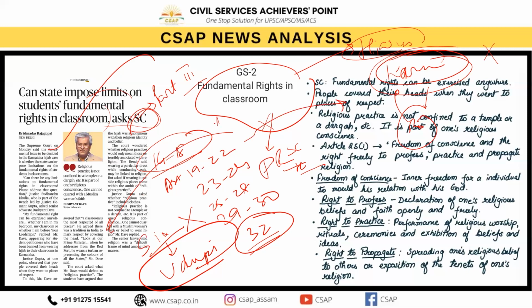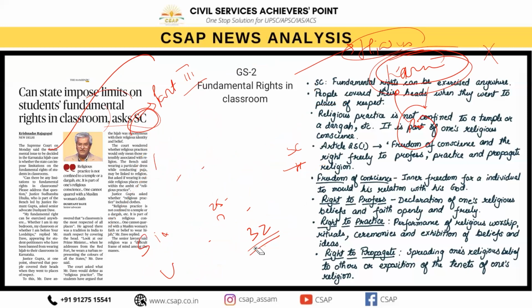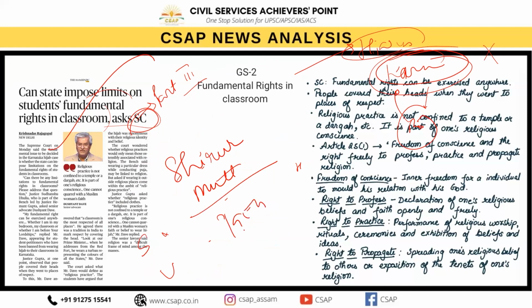Because who is the final interpreter of the Constitution? It is the Supreme Court only. In 1954, I would directly mention a case, चलिए मैं बता देता हूँ. I will refer to a case which is the Shirur Mutt case. ये हुआ था 1954. तो यहां पे क्या बोला गया था?